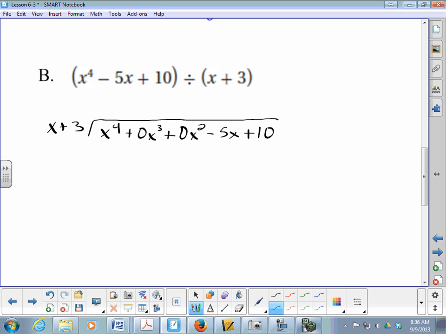Now the question is, can you do it without putting zeros in there? And the answer is yes, but it's very, very complicated then, because it doesn't flow very well. All right, so just like our arithmetic, x to the fourth divided by x is x to the third, or x cubed. So I'm going to put x cubed over the x cubed term.